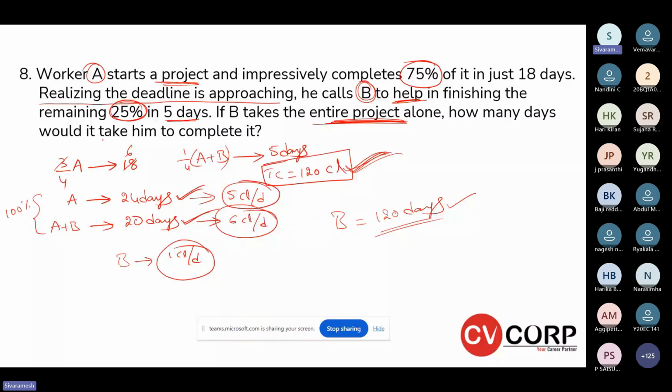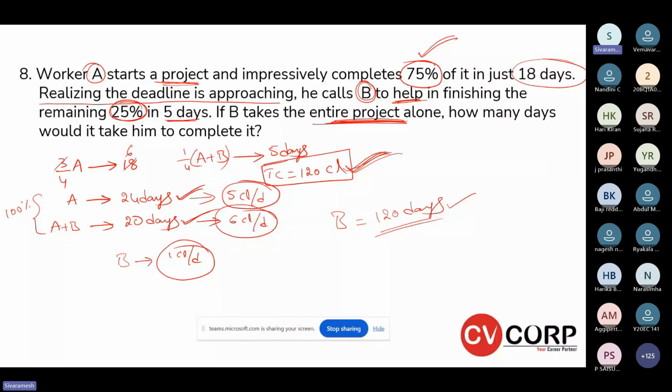Okay, here if you observe, worker A starts a project and impressively completes 75% of the work in 18 days. So what I'm saying is, when A started doing the work, he is able to complete 75% of the work in 18 days. Correct? Now, if a man's efficiency is to complete 75% of the work in 18 days, we can easily find out in how many days he can complete 100% of the work.